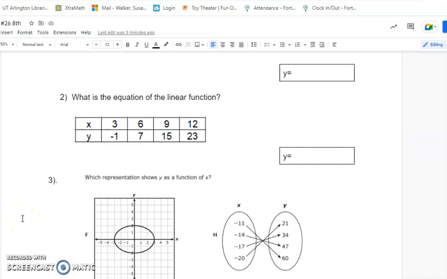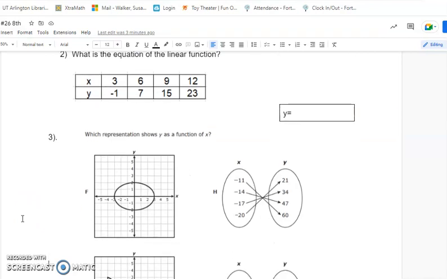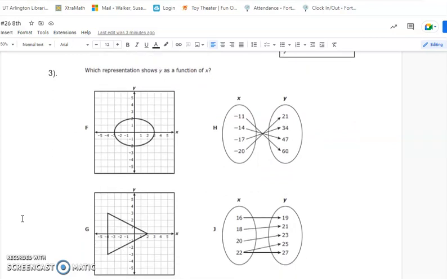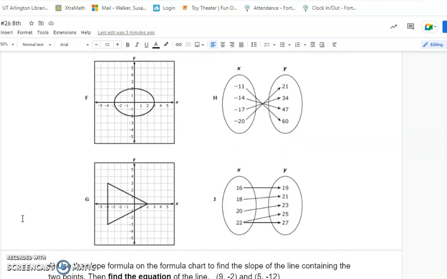Number 3. Which representation shows y as a function of x? Okay. So we are basically looking for a function. Cross out the ones that are not a function. Remember, girlfriends, boyfriends, how that works out. Okay.